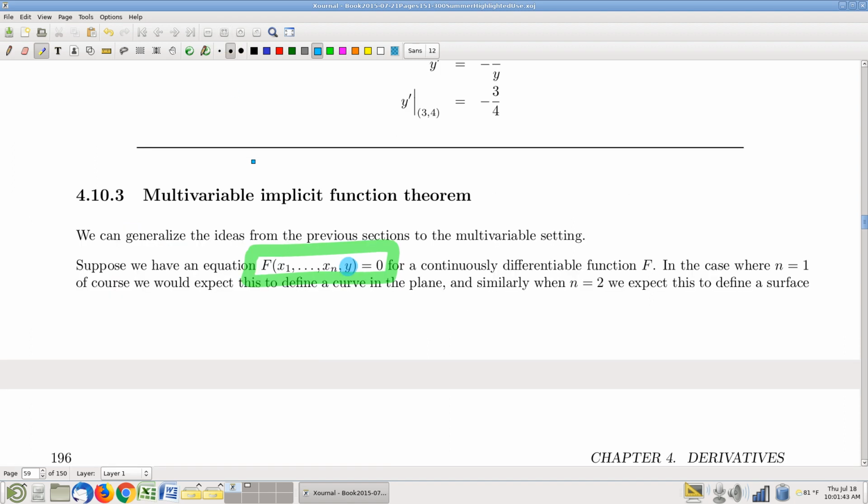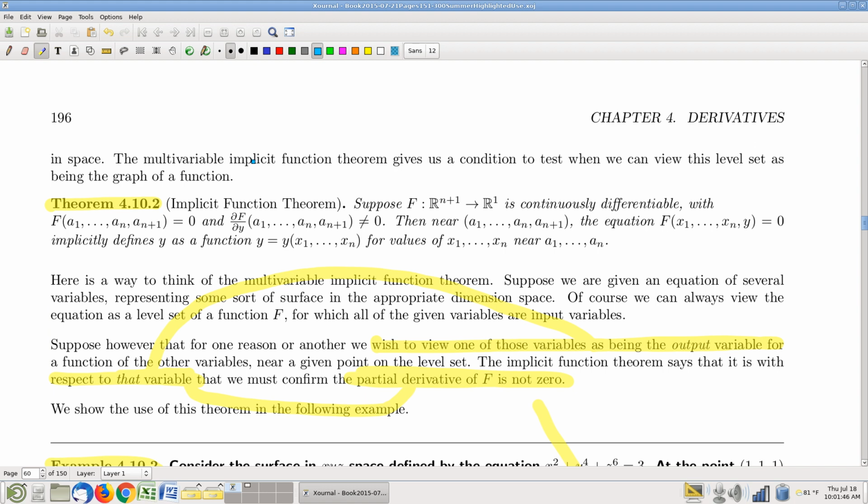I'm going to draw a picture in a setting, but here's the theorem. At a certain point on that level set, take the partial derivative of the function, the function whose level set you're looking at. Take the partial derivative with respect to the variable that you want to view as being a function of the other variables. Right? Confirm that you don't get 0, and then proceed. Take all the implicit derivatives that you want.